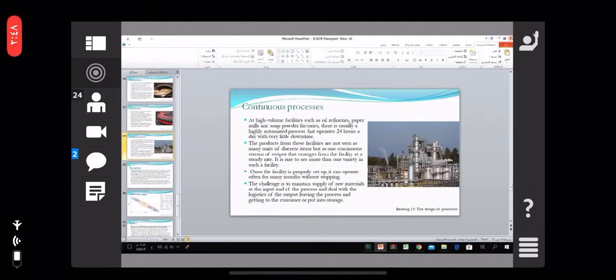Of course, the variety is not high. They have maybe 2, 3, 4 types of product, but it's not high variety anyway. Usually these operate, often, for a minimum without stoppages. Especially these oil refineries, sometimes they stop once a year for maintenance, or usually they don't stop.